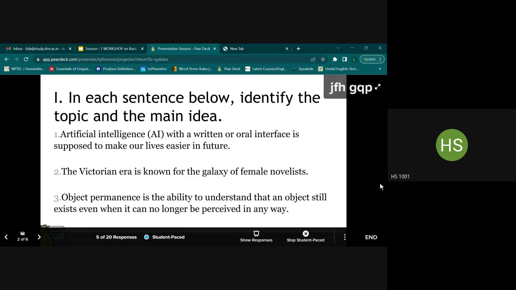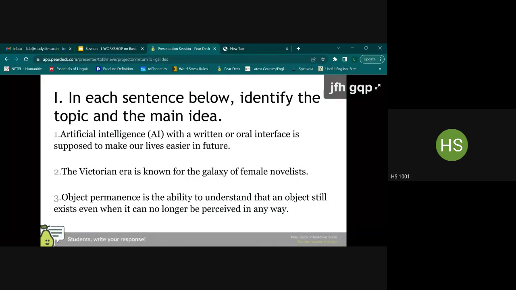Okay, the first one: artificial intelligence with a written or oral interface is supposed to make our lives easier in future. You can take a few minutes, take 1 or 2 minutes, and you can go through all the 3 and we can discuss them together.